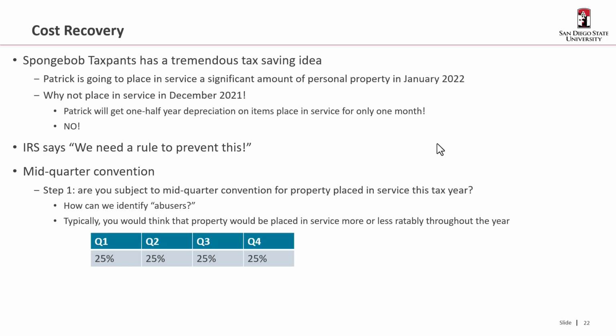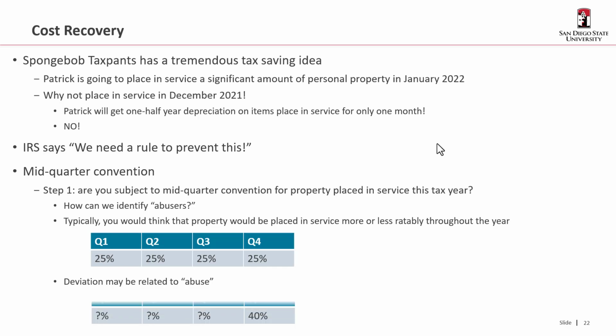So how do you determine if you're a mid-quarter? Well, the rule is, hey, are you abusing the half year? So think of it as, normally people would put 25% of their equipment in service in each quarter. If it were randomly distributed across time, you would expect everyone to put 1/4 of everything they purchased during the year in service during any particular quarter. So they said, all right, how do we determine what a deviation from that is? And they said, to the extent I have a lot going in the final quarter, that sounds like I might be abusing.